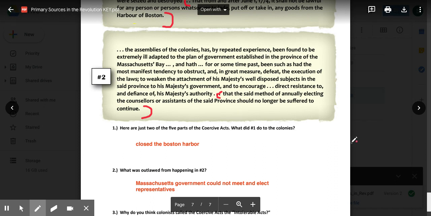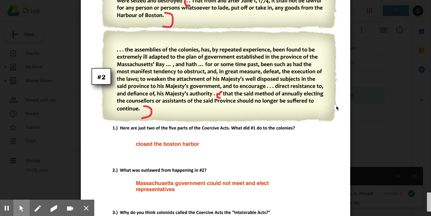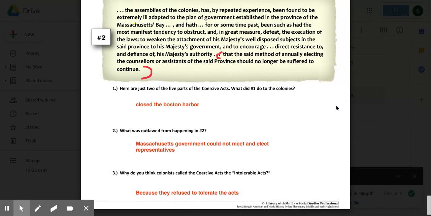it says that the said method of annually electing the councillors or assistants of the said province should no longer be suffered to continue. So they're saying here that as another form of punishment for the people that live in the Massachusetts Bay Colony for not following the laws, for just not being cooperative, is that they're not allowing the local colonial governments to meet and elect representatives. That's a really big deal.